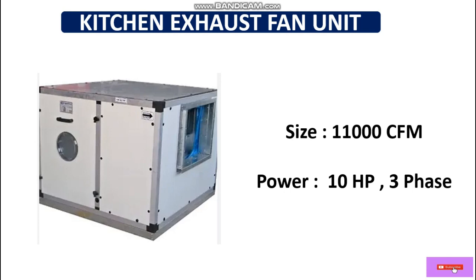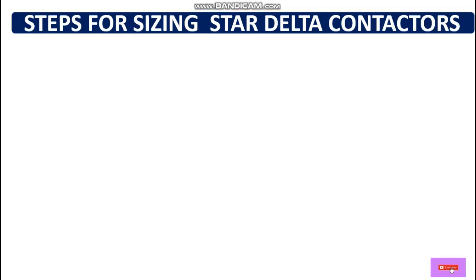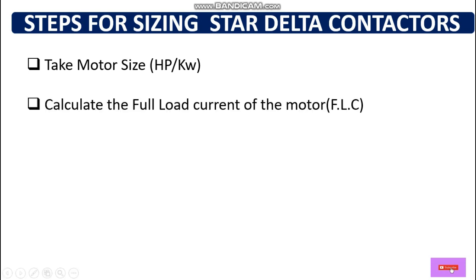First, here we have the steps for sizing the star delta starter contactor. First, we have to take the motor size in HP or in kilowatt. If our motor is in HP, then we have to convert it into kilowatt. Then, next step, calculate the full load current of the motor according to this capacity. Then next, calculate the main contactor size.